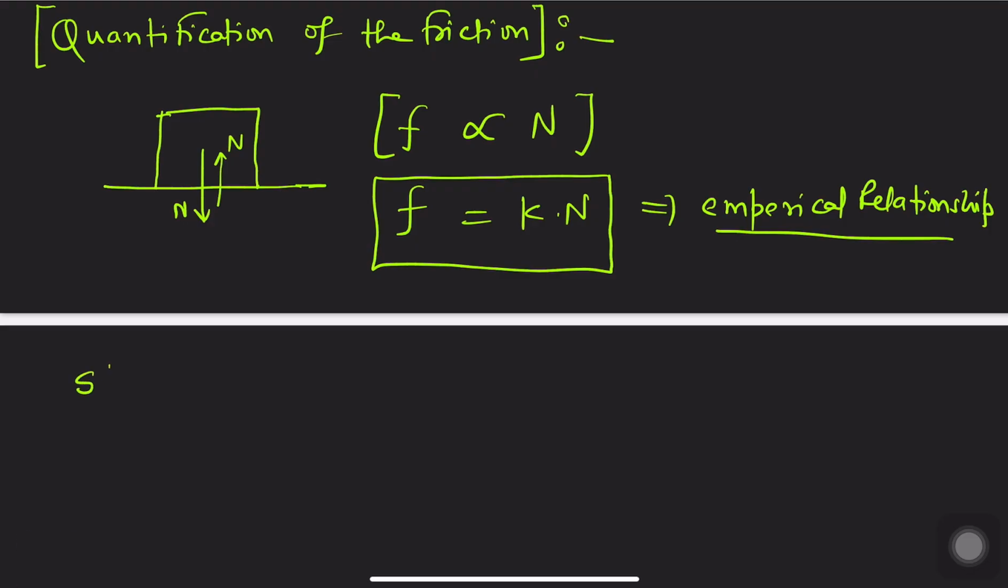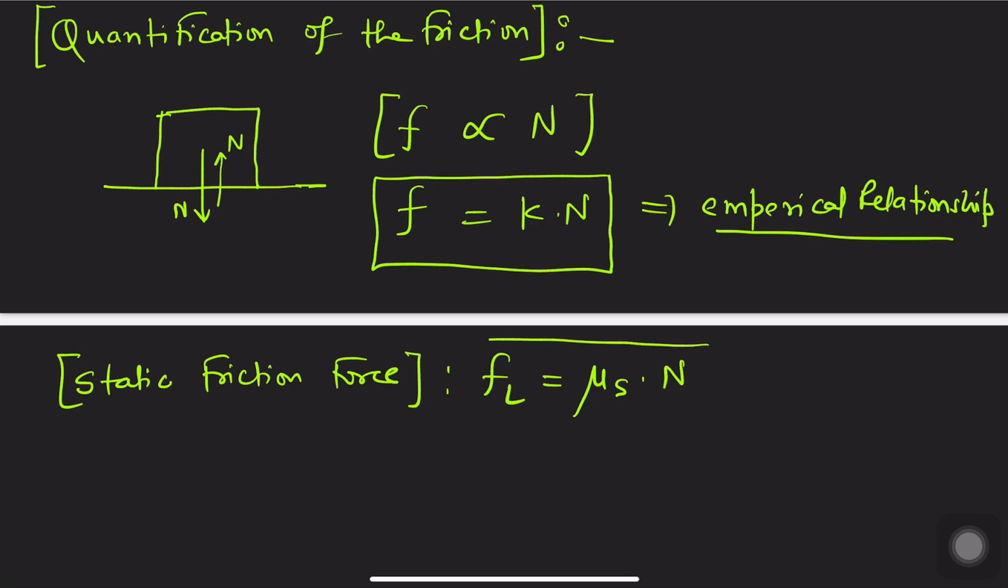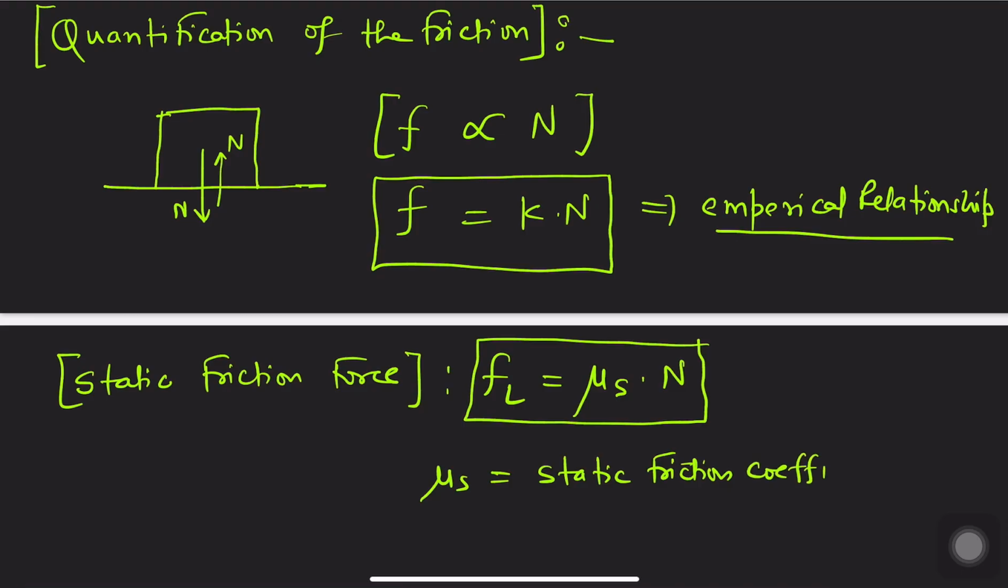Okay, so guys, there are two types of friction force as we have studied. One is static friction force. So guys, static friction force has a certain limit, that is FL, which is a limiting friction that will be given as mu s into N, where mu s is known as the static friction coefficient.